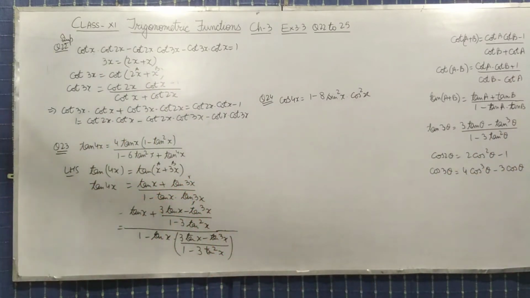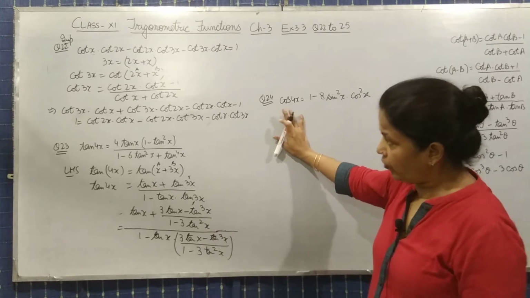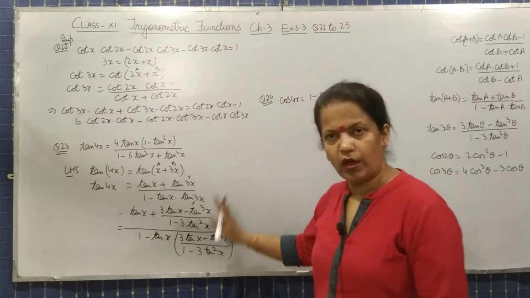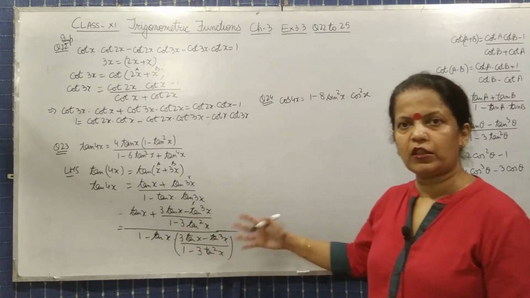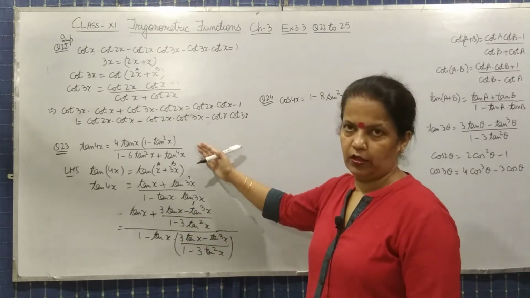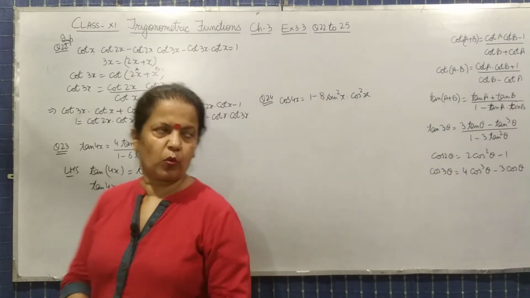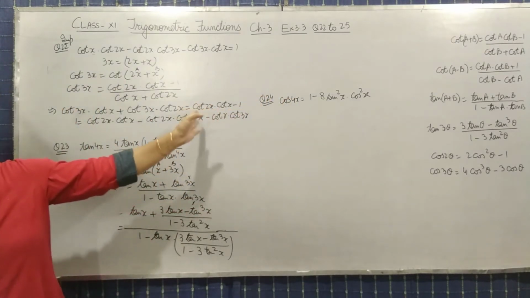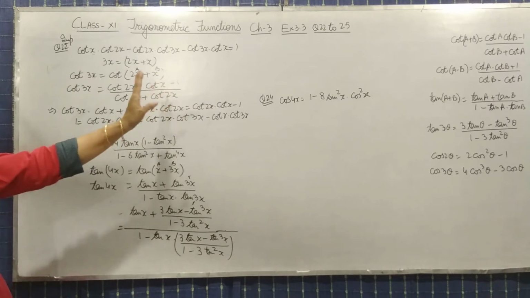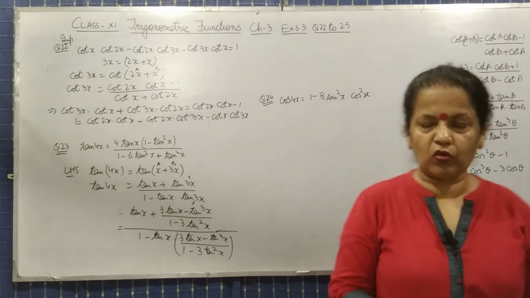Now, come to the next question. In question 24, before that, how will you solve this further? By taking its LCM, solve it and you will get the answer. Now question 24. What is written here? Cos 4x equals 1 minus 8 sin square x cos square x.